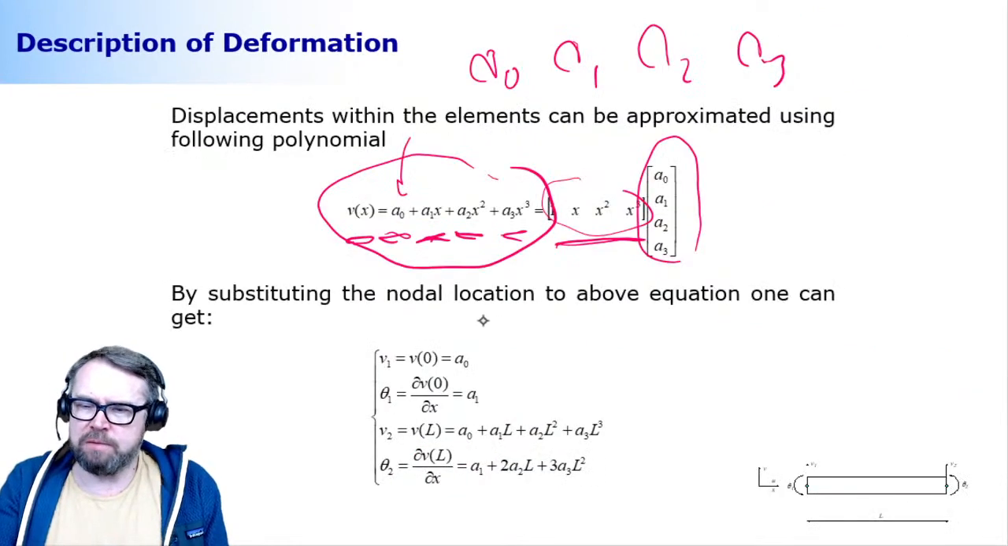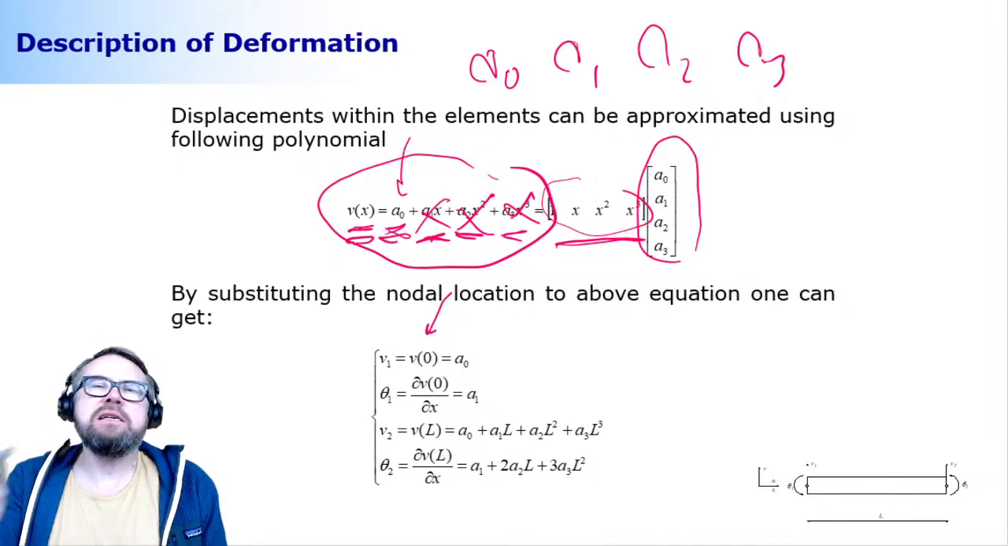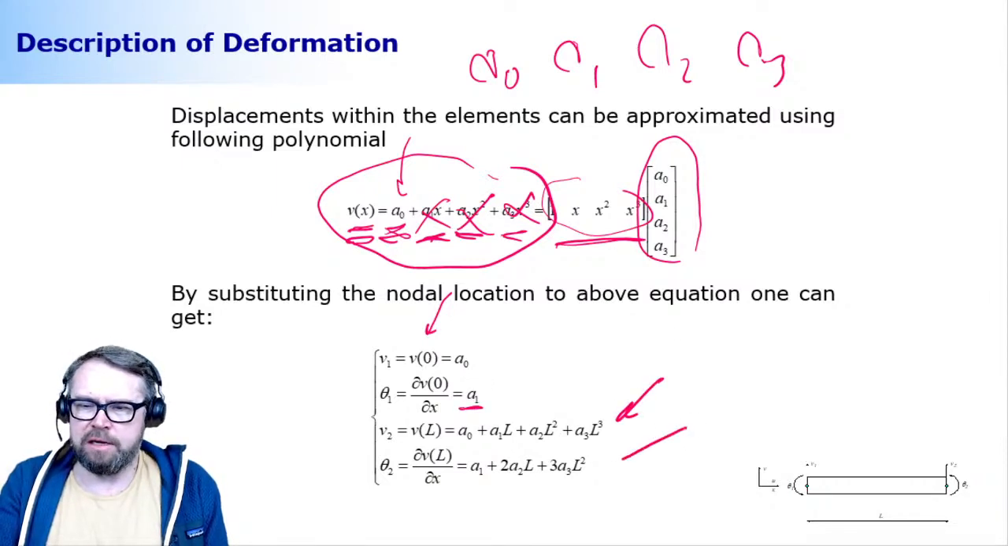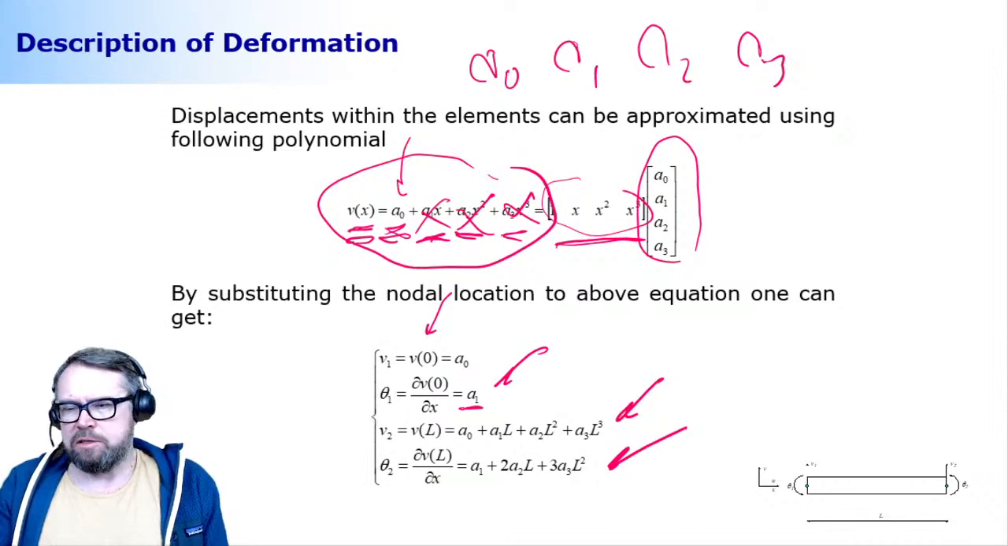So I'm substituting x equal to 0 into this polynomial expansion. This will disappear, this will disappear, this will disappear, and this is what is left. Then I'm differentiating this with respect to x and substituting x equal to 0, and this is what I'm going to get. Then I'm substituting x equal to L, and again I do the substitution after differentiating. So these are the rotational degrees of freedom.